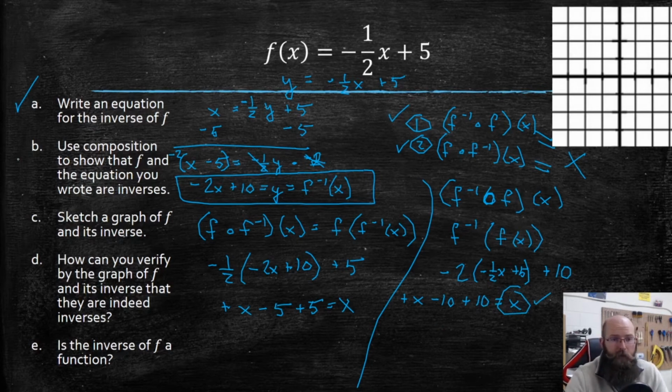So I've used composition. I compose f inverse of f, and I have f composed of f inverse. So I do it both directions. Make sure both of them work. If one of them does not, then it doesn't work. And now I need to sketch the graphs.